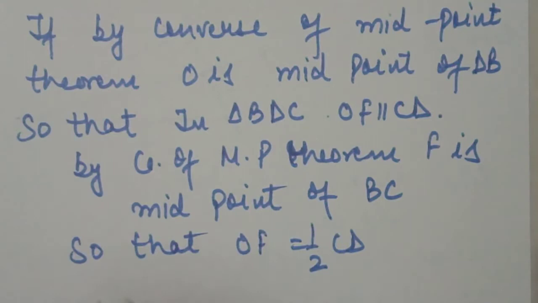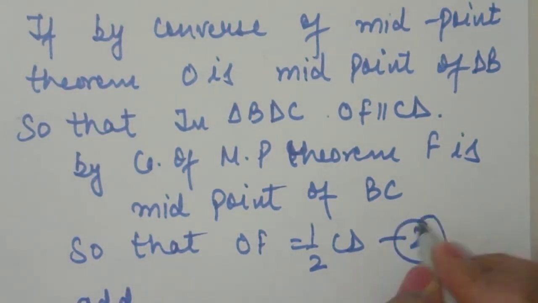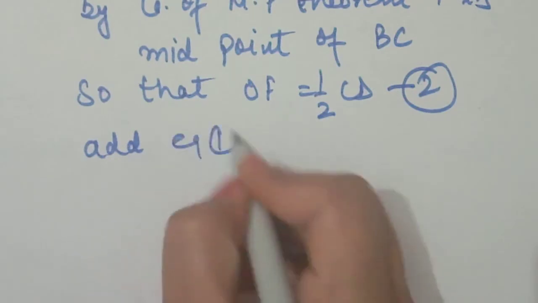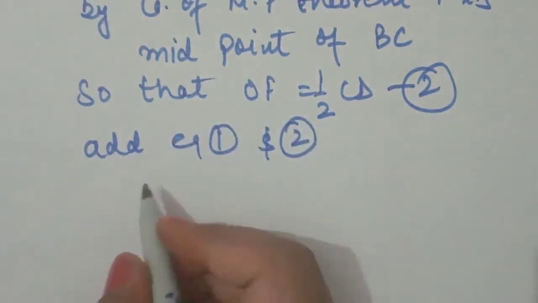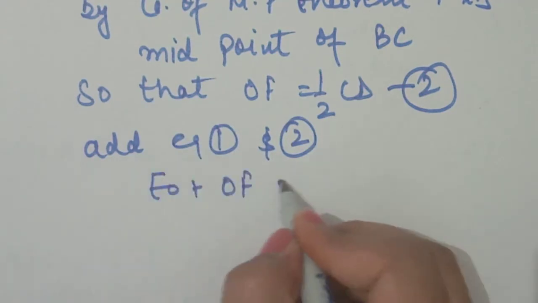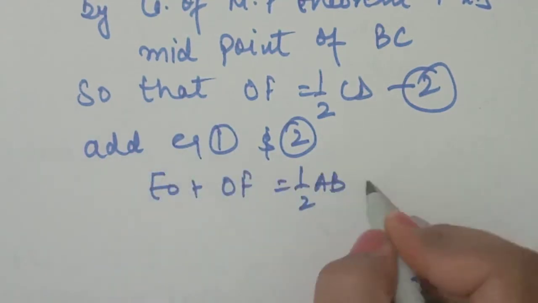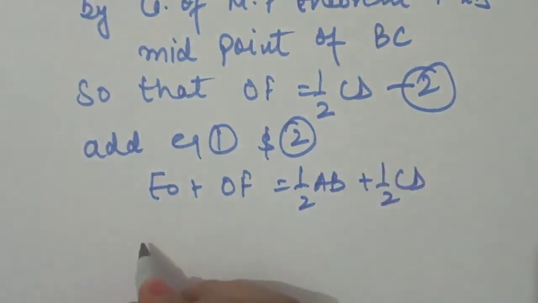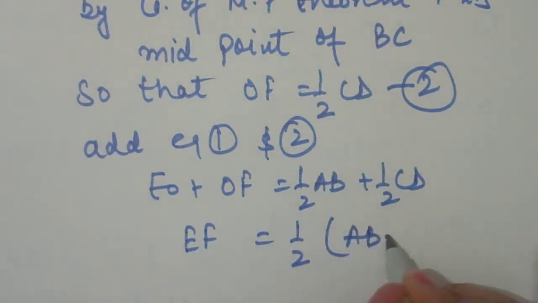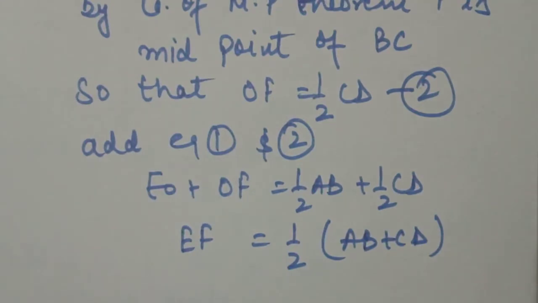So we will add these two relations. This is equation number 2, this is equation number 1. Add equations 1 and 2. So first of all, we have EO plus OF, that is half of AB plus half of CD. EF is equal to, we will take half as common, half of AB plus CD. This is your second relation proved.